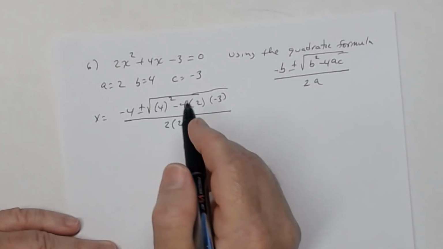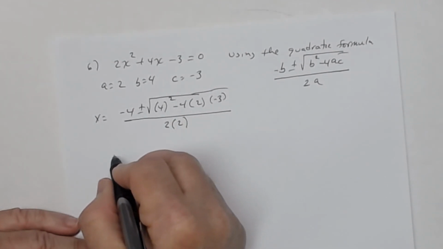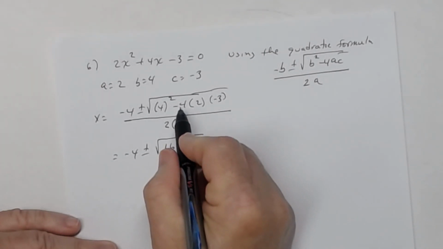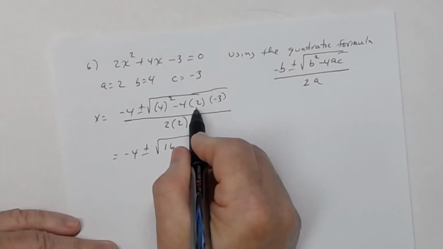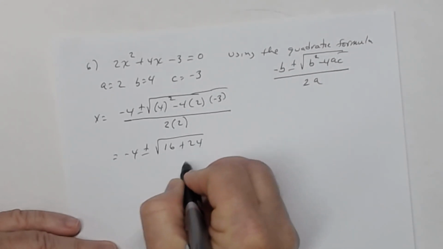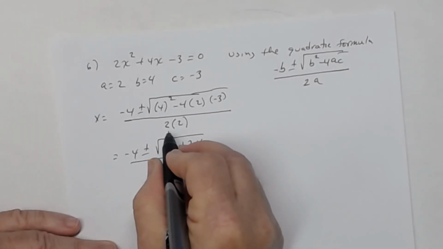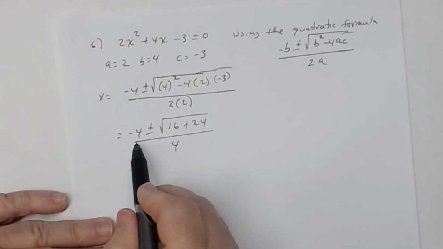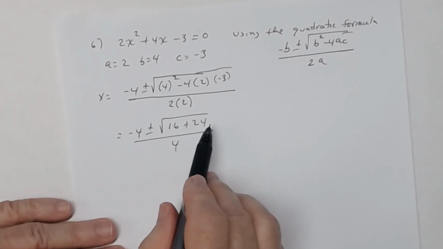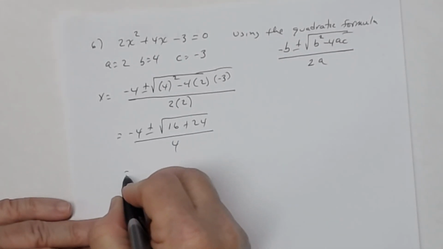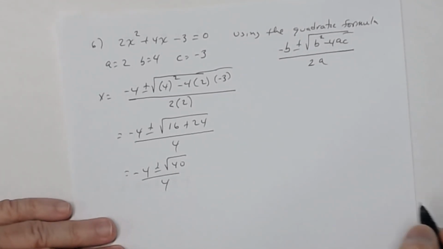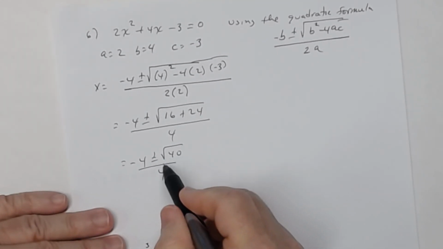So 4 squared is 16, so this becomes negative 4 plus or minus the square root of 16. A negative 4 times 2 is a negative 8, and a negative 8 times a negative 3 is a positive 24. All of that is being divided by 2 times 2, which is 4. So notice, going from negative 4 to the end of the radical, 16 plus 24 is 40, so it becomes negative 4 plus or minus the square root of 40 divided by 4. All right, now we've got to simplify the radical whenever possible.